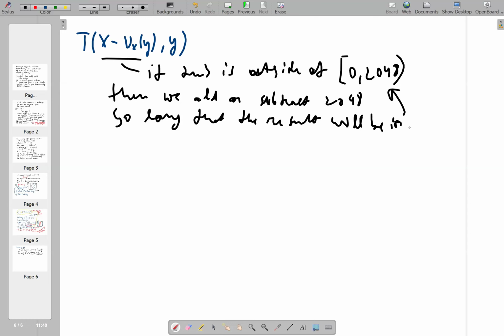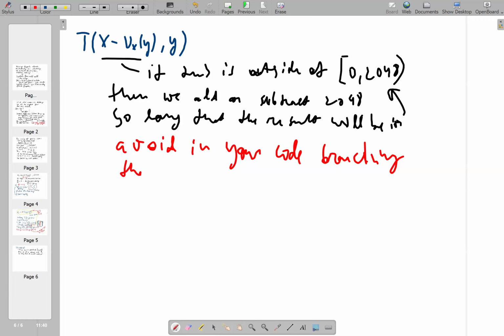So maybe I write this conclusion down. First was the explanation why, and now the conclusion. Avoid in your code branching that depends on random data.